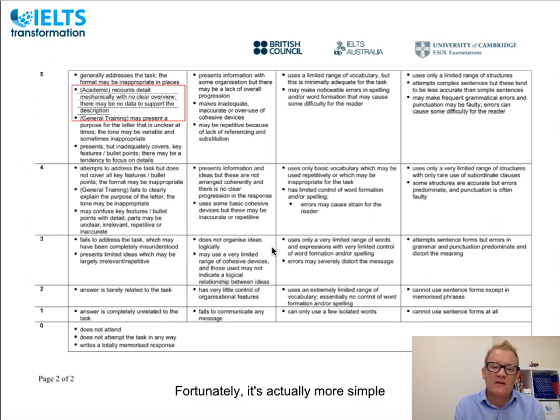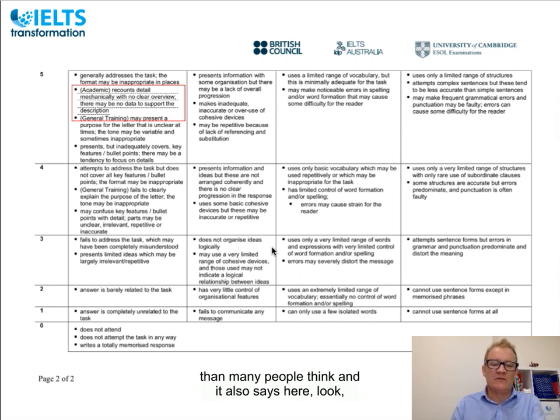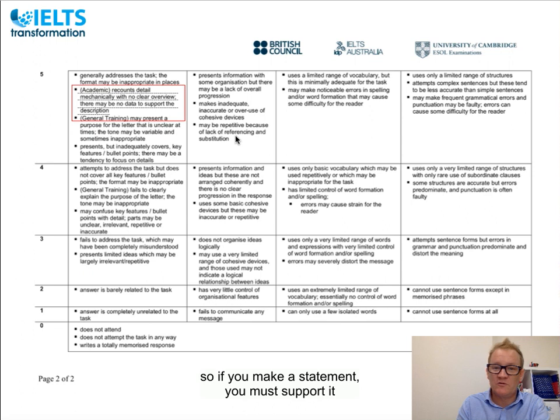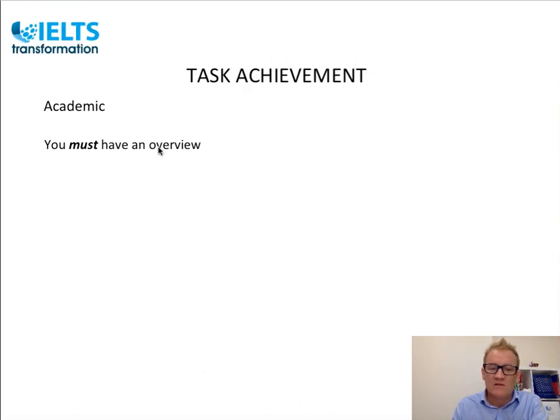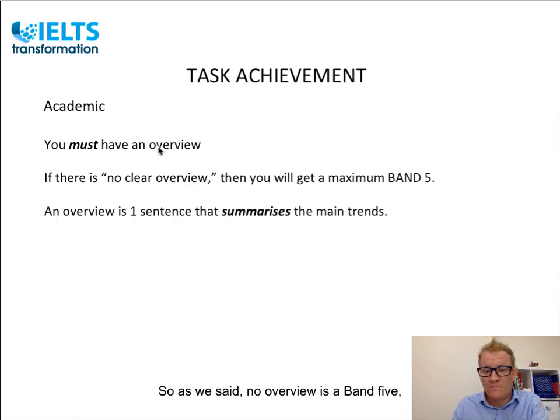Fortunately, it's actually more simple than many people think. And it also says here, look, there may be no data to support the description. So if you make a statement, you must support it with information, with data, percentages or numbers, whatever the task is. Okay. So as we said, no overview is a band 5.